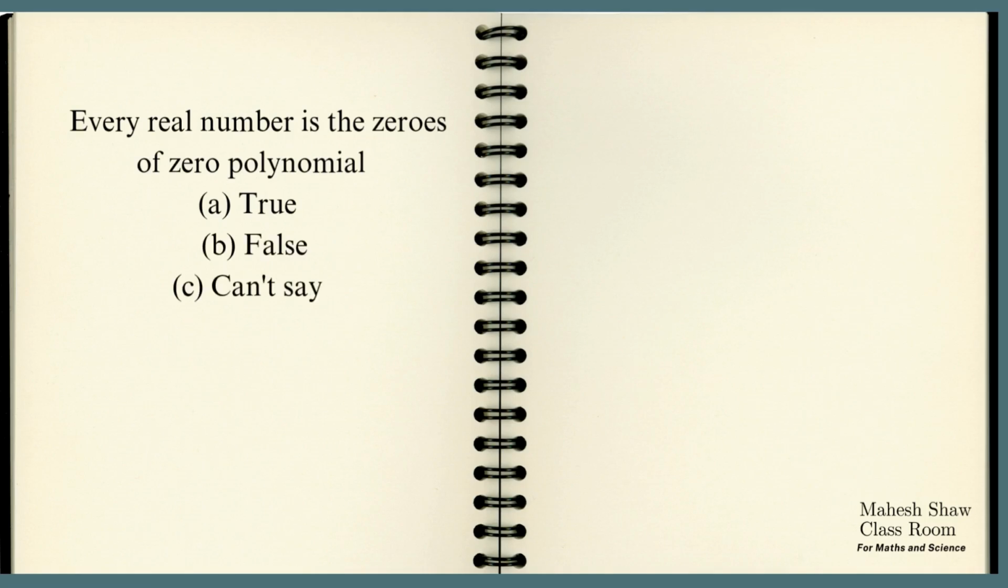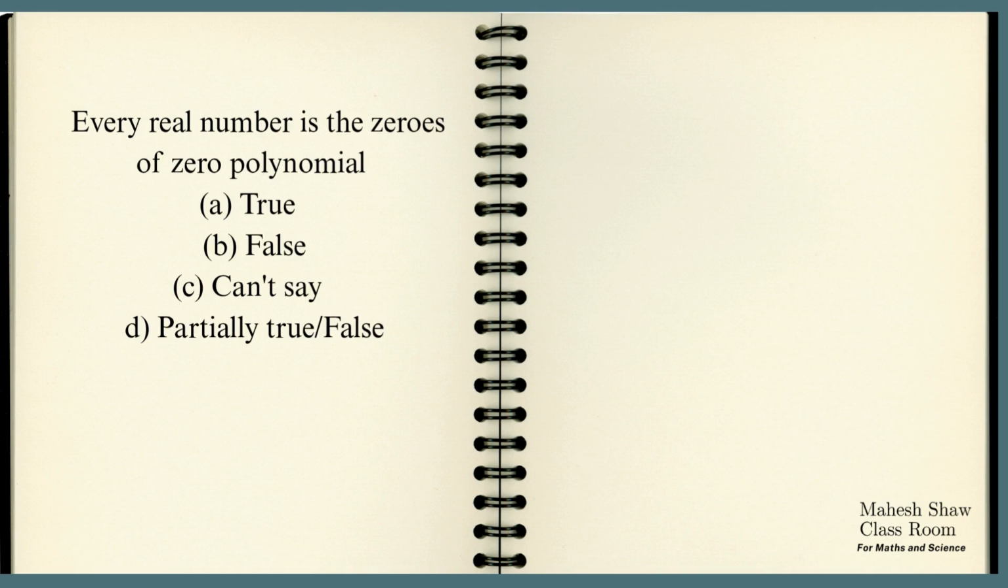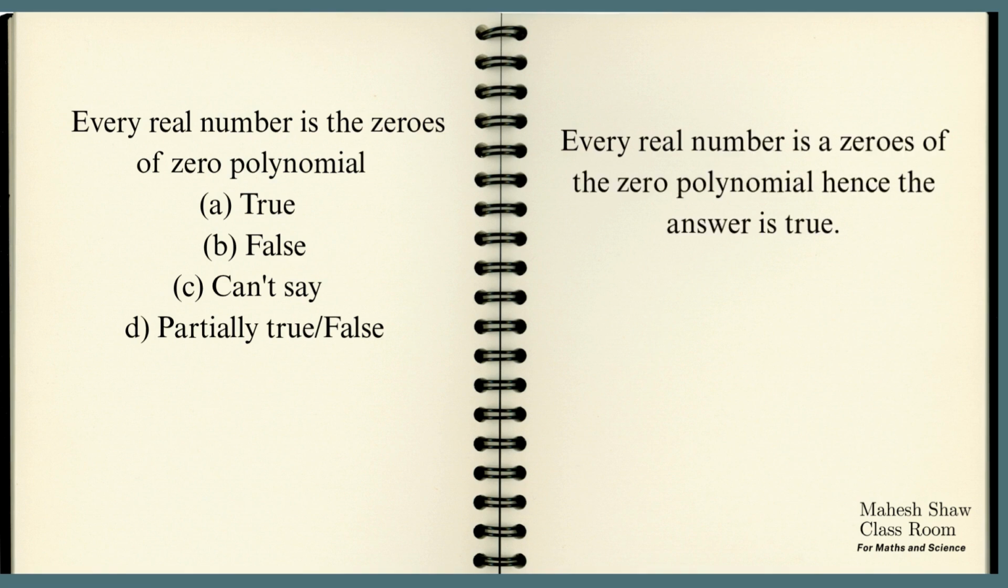Every real number is the zeros of a zero polynomial is A true, B false, C can't say, D partially true. Degree of a zero polynomial is not defined, but zeros of a zero polynomial is any real number. So every real number is a zeros of a zero polynomial, hence answer is true.